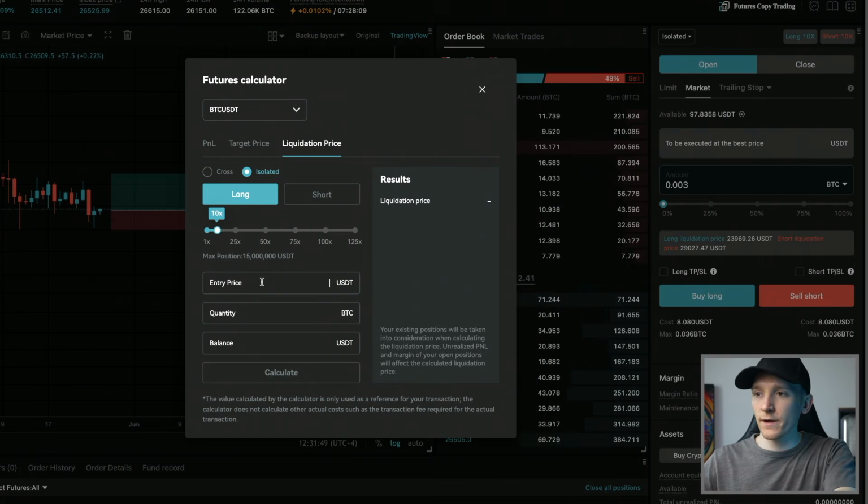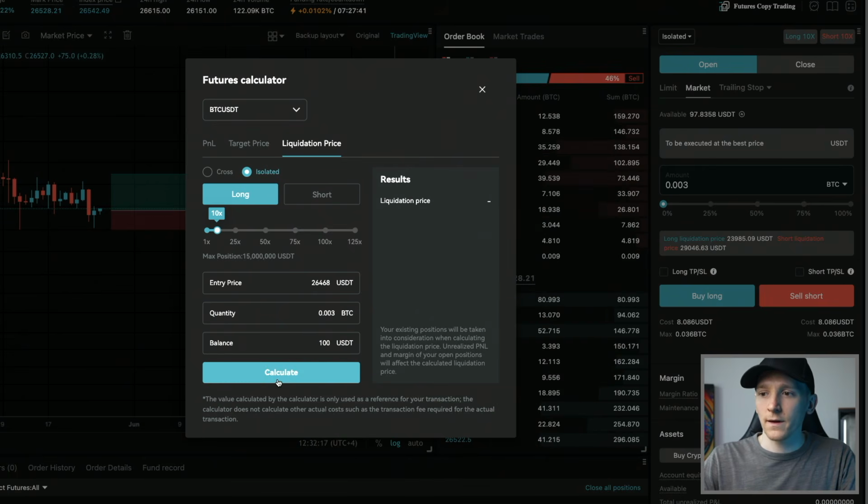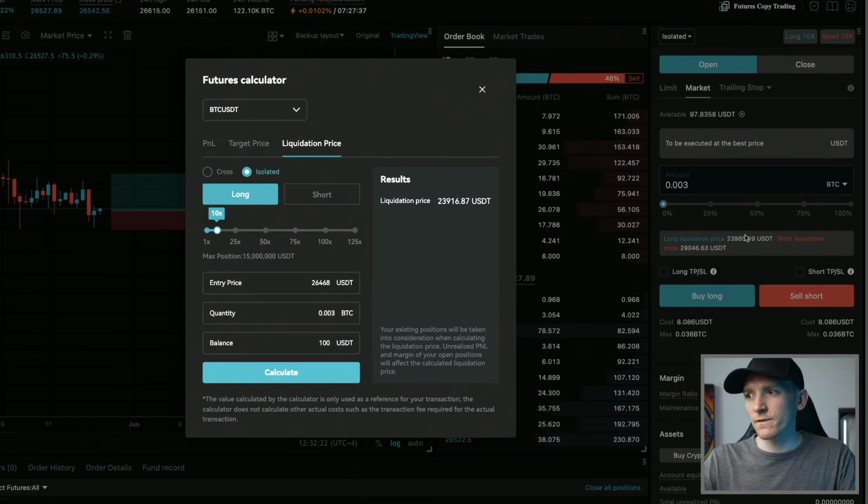We're going to go entry price right here, which we know as 26,468. We also have the quantity of BTC, which we know is 0.003. And then balance right here. Put your account balance in, and then calculate that. Liquidation price 23,916, which is more or less the same as what it told us here.